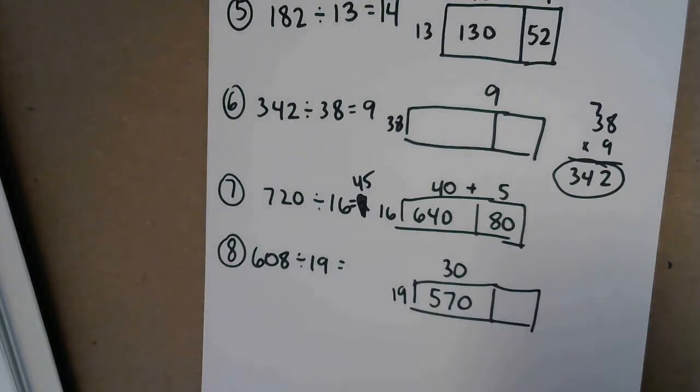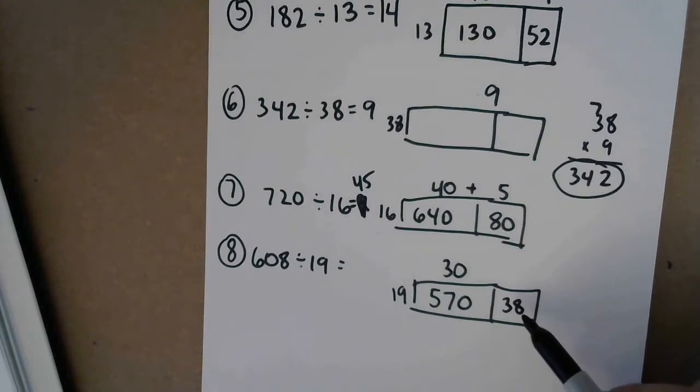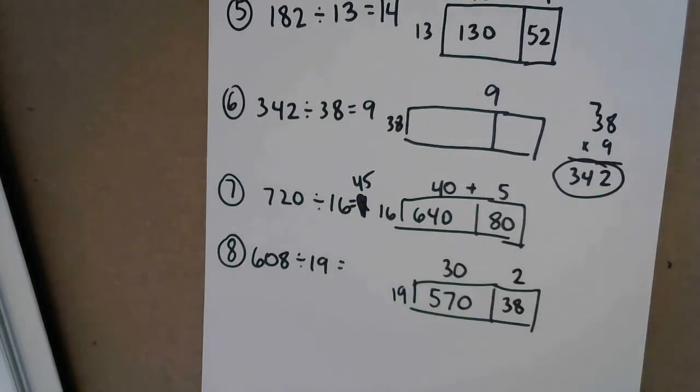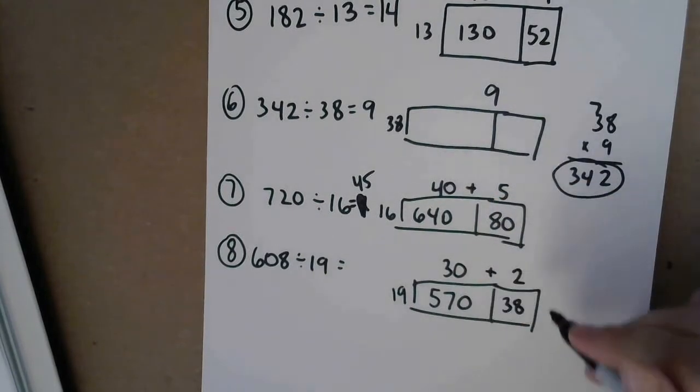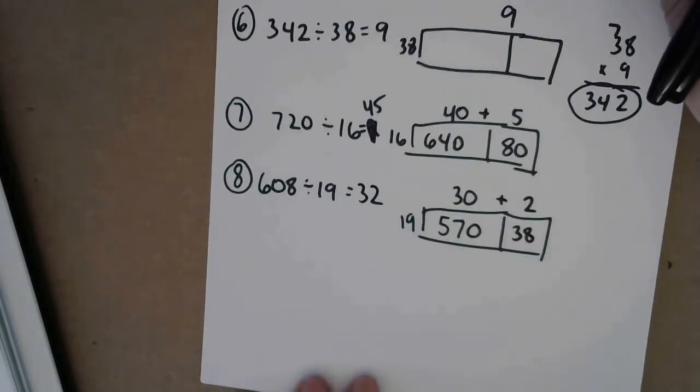I'll do the math for you quickly here. That would be 38. And we already know 38 is twice 19, so 38 divided by 19 is 2. So I just take 30 plus 2. My answer is 32.